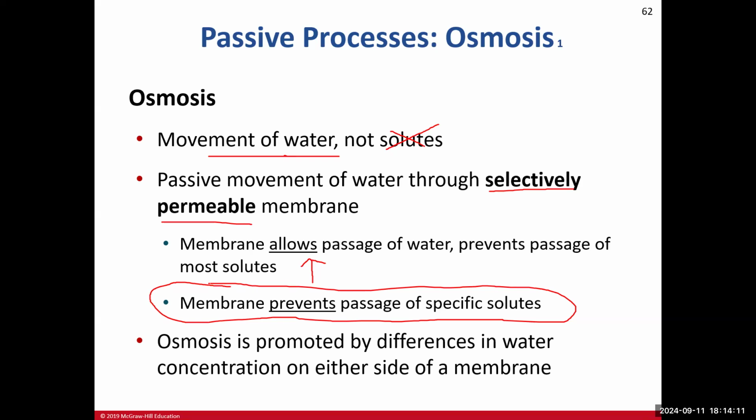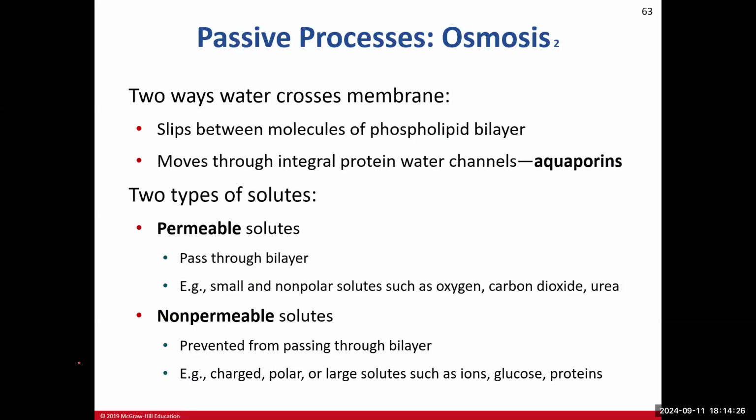Same thing with glucose. Glucose just can't go through the plasma membrane. Oxygen can, because it's small and nonpolar. Carbon dioxide can, because it's small and nonpolar. You got to meet those criteria to go right through the plasma membrane. All right, so that's what we're going to be talking about here for osmosis.